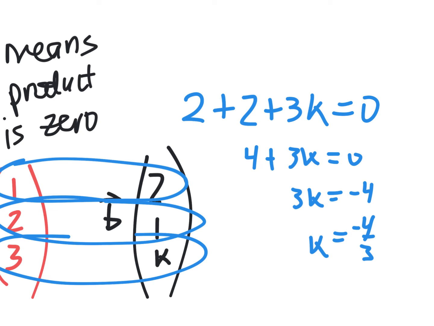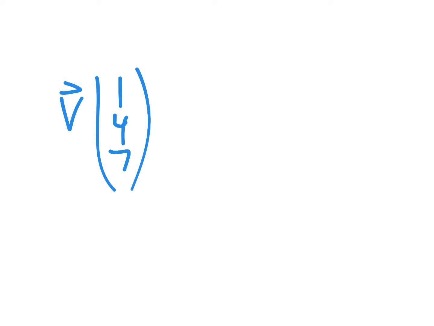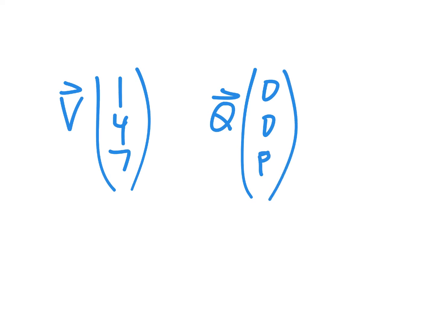All right, give you another one like that. Make sure you got that. I got 2 vectors. Vector V, and it's 1, 4, 7. And vector Q, which is 0, 0, P. Just to show you we don't have to use I, J, and K. Oop. 0, 0, P. What does P have to be?